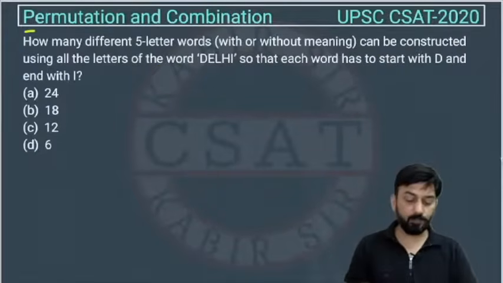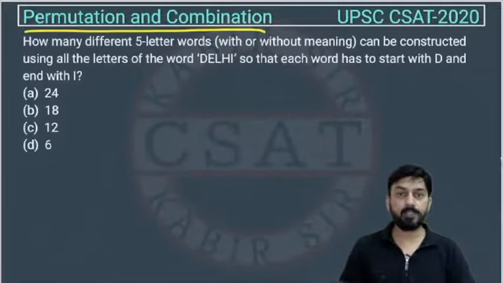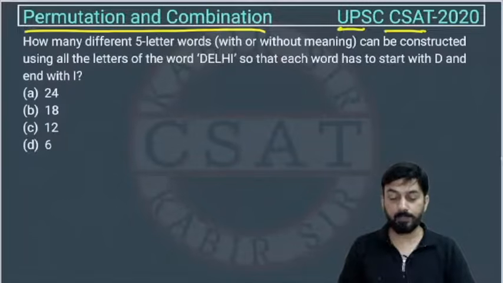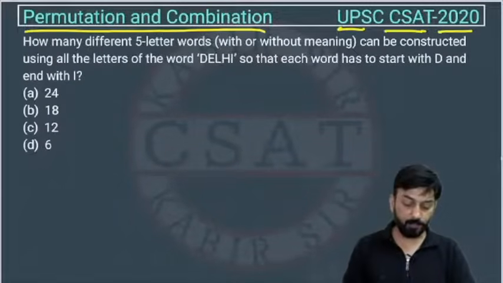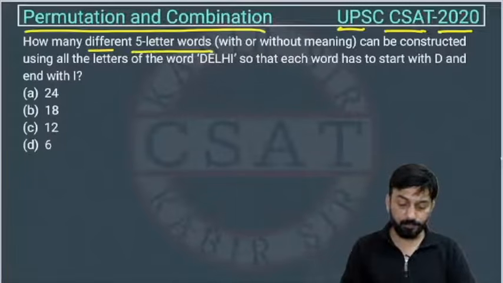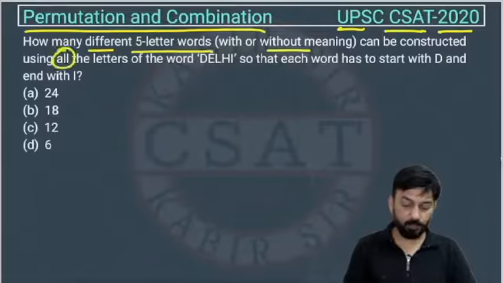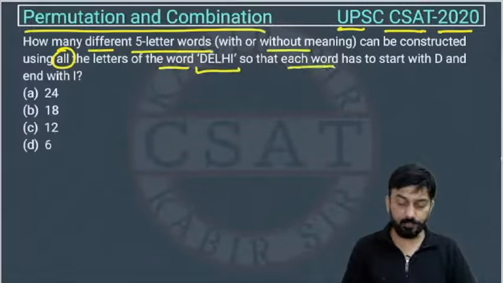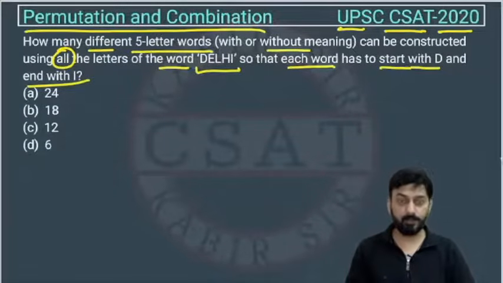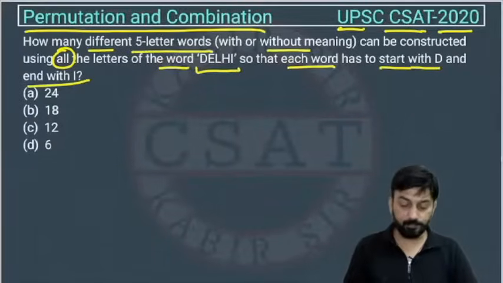So this is a question from Permutation and Combination chapter asked by UPSC in their CSAT paper of 2020. How many different 5-letter words with or without meaning can be constructed using all the letters of the word Delhi, so that each word has to start with D and end with I, right? So these letters are given, so we have to use the letters of this word.